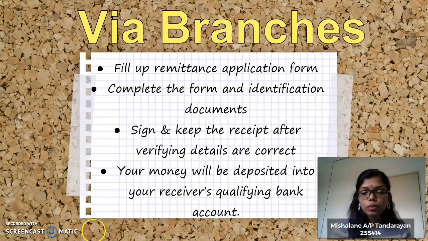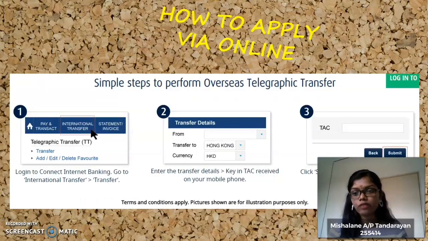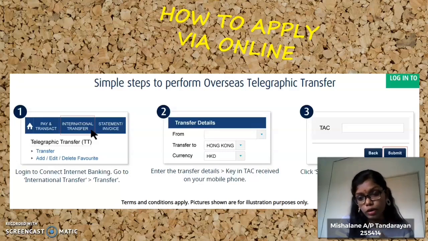Next, we can also perform it via online. As everyone knows, now the world is going more to the modern era. So everyone is using online and is recommended to use online too. So it's easy and it can save time, save money, and there are a lot of benefits when we are using online. So how to perform overseas telegraph transfer online with Hong Leong Bank.